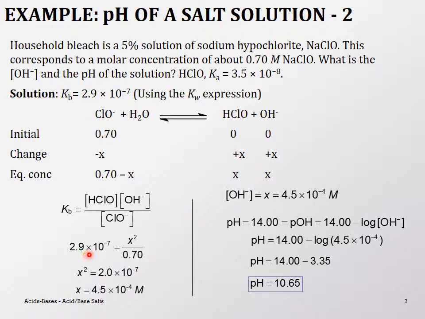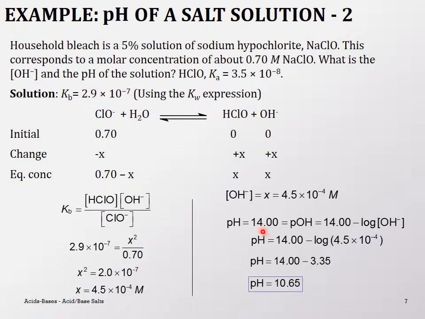So 2.9 times 10 to the negative 7, which is Kb, is equal to x squared divided by 0.7, because we're ignoring the x over here. So then x squared, and then the x value is 4.5 times 10 to the negative 4. So which means that your hydroxide ion concentration is 4.5 times 10 to the negative 4. But that is hydroxide ion concentration. You're supposed to figure out the pH of the solution. So one part of our problem is done because we were supposed to figure out the hydroxide ion concentration. Now we have to figure out the pH of the solution.